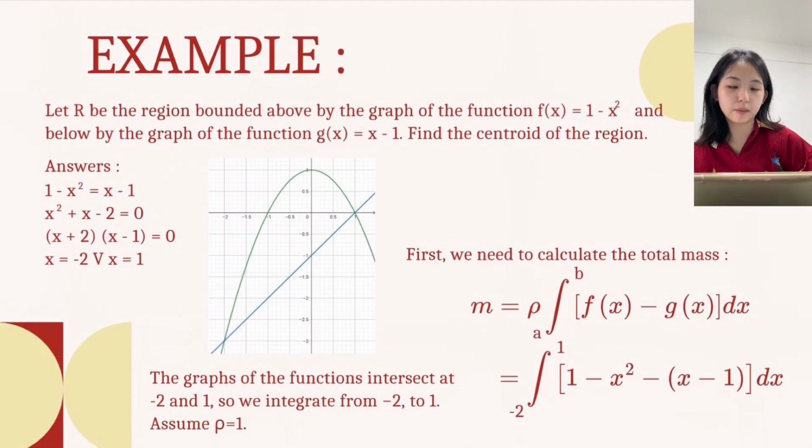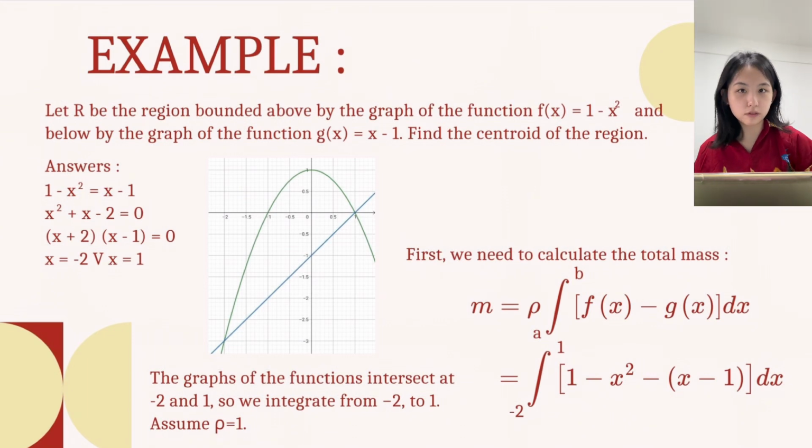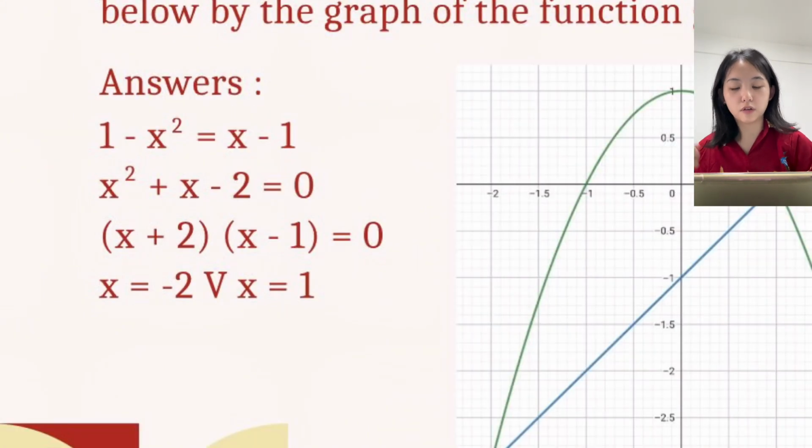So let's now talk about the last example, about the region modeled above by the graph of the functions f of x and g of x, and we need to find the centroid of the region. First we need to find the intersection points, which is where f of x and g of x have the same value. So we can simply make an equation of f of x equals g of x.